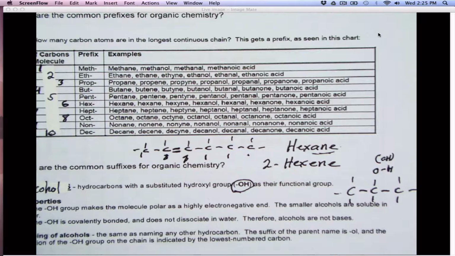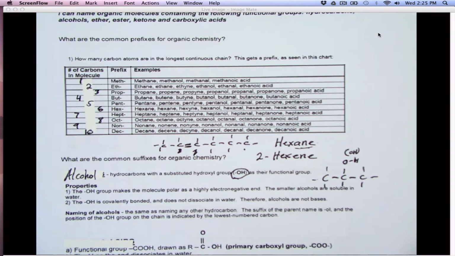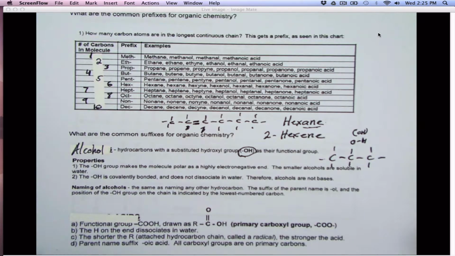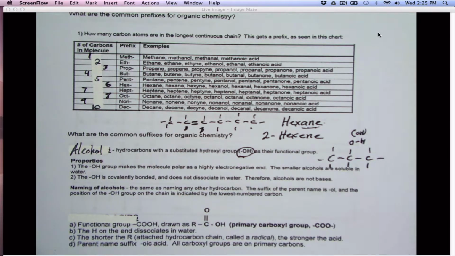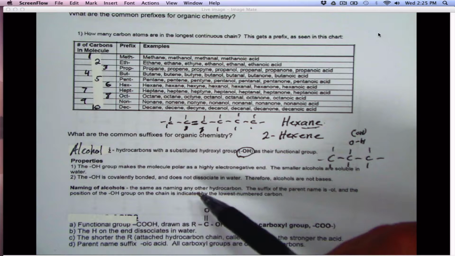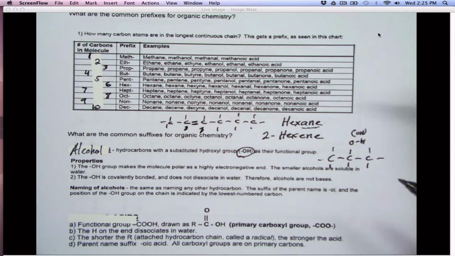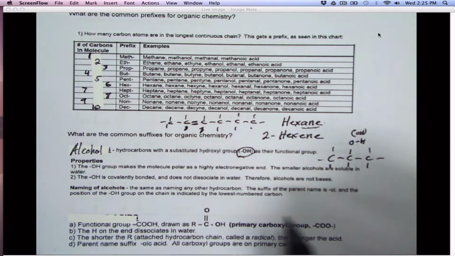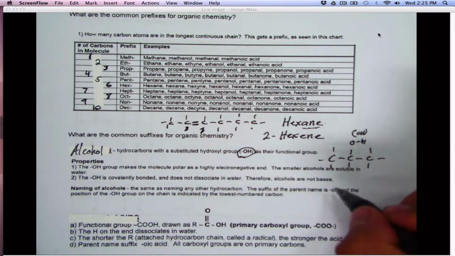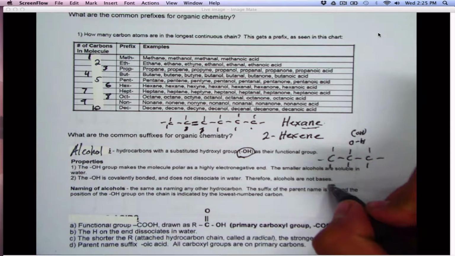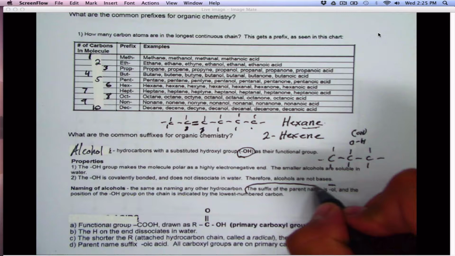All right, it's going to look something like that with an OH in the molecule. It could be on the ends, could be in the middle, could be up and down, doesn't matter where, it just has to be there. All right, so an alcohol makes the molecule polar, and the OH is covalently bonded. So for naming alcohols, all you have to do is tell me the location, what chain it's off, and you need the suffix part, you need to have an OL at the end.